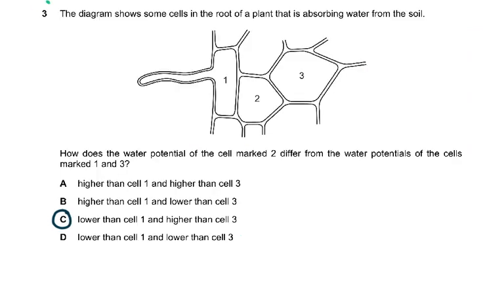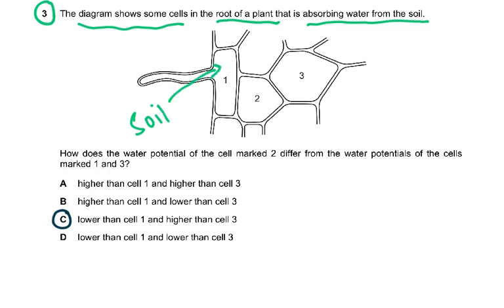Now, question 3 is a very important question because it's checking how well you've understood the chapter on osmosis. The diagram shows some cells in the root of a plant that is absorbing water from the soil. So the root hair cell absorbs water from the soil. So water enters cell 1, and then from cell 1 it will go into cell 2, and then from cell 2 it will go into cell 3. So that means the water potential of 1 would be the highest, and then it would go to 2, and then 2 would be higher, and then it will go to 3.